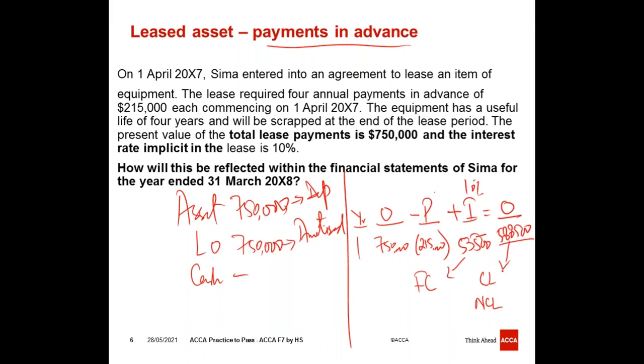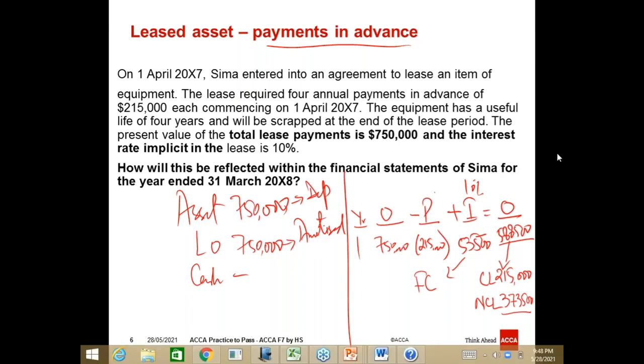So out of this amount, the company is going to make a further future payment of 215,000. So you need to deduct this amount, and there will be a remaining 373,500 for non-current liability. I hope that's clear.